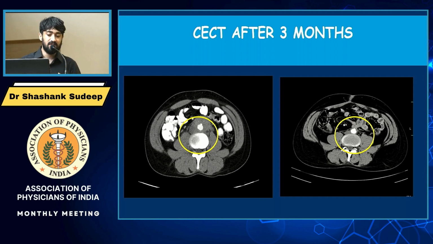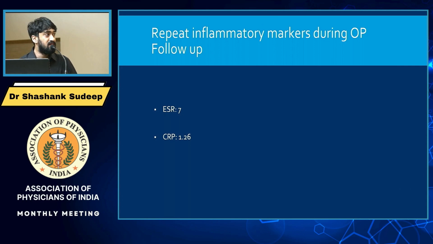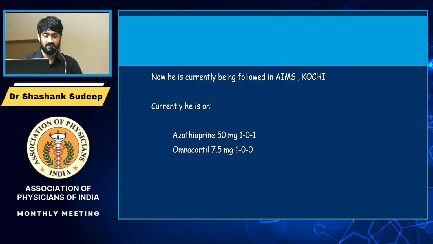To your left, you can see the soft tissue mass encasing the aorta, and to your right, you can see almost complete resolution of that mass, and there was no recurrence. Repeat inflammatory markers during OPD follow-up were also significantly reduced, with an ESR of 7 and CRP of 1.26. Currently he is getting azathioprine 50 mg once daily, because due to his steroids he did develop a little bit of steroid-induced psychosis as well. So we had to taper these steroids quickly and introduce steroid-sparing agents as well.